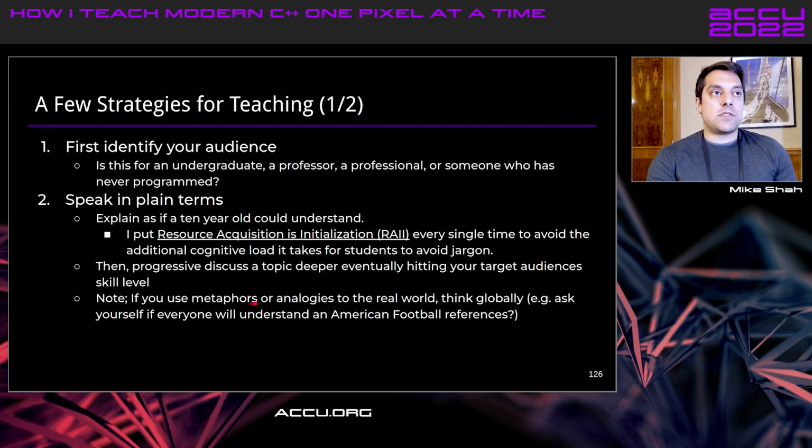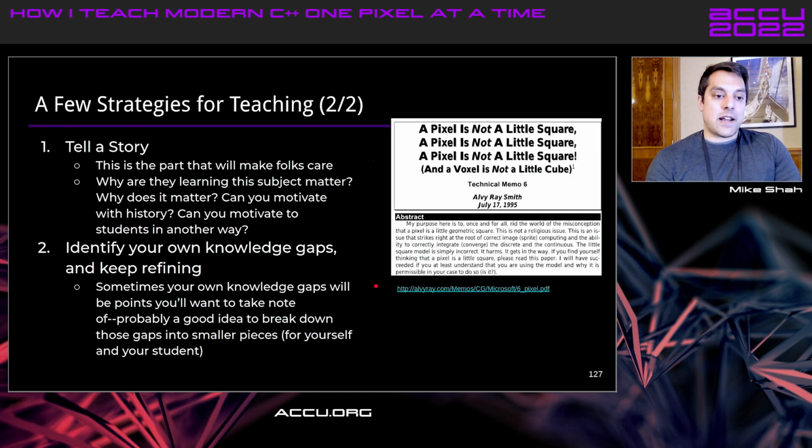If you're using any analogies, remember that this stuff is often new to your students, again, at whatever level. So try to think globally if you're using any analogies or metaphors. I've been guilty of trying to use an American football reference before, and it's just going to go over most of the world's head. So unless you're prepared to explain the game first, use examples that folks will understand, right? Maybe universal stuff. Be inclusive, right? And secondly, tell a story, the parts that will make folks care, or maybe just something that's interesting.